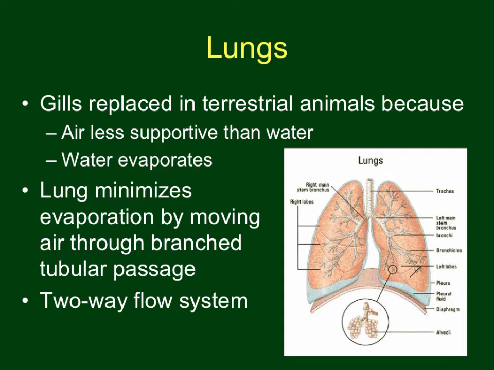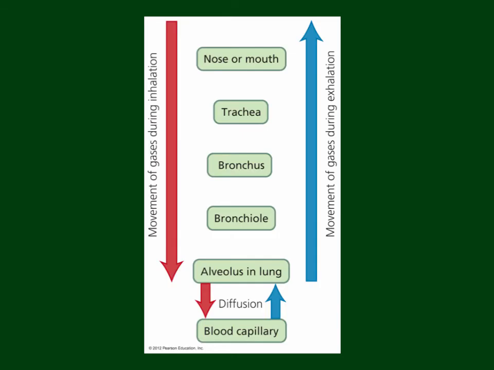Now, in the case of reptiles, amphibians, and mammals, there is a two-way flow system where you're either inhaling or exhaling at any given moment in time. Birds, on the other hand, have a one-way flow system, which, as it turns out, on land is more efficient, but we simply haven't seen that many animals evolve that type of respiratory tract. Only birds have that one.